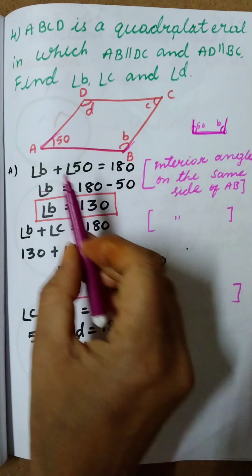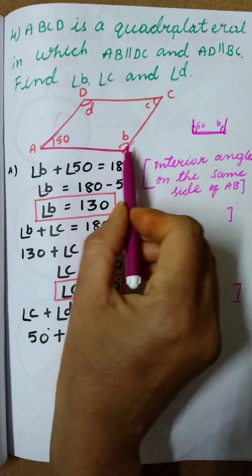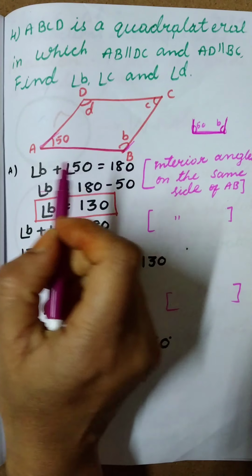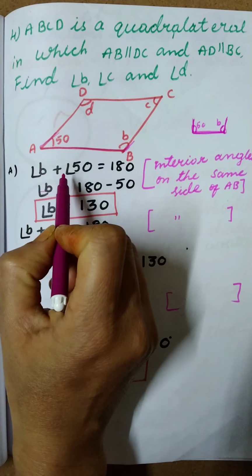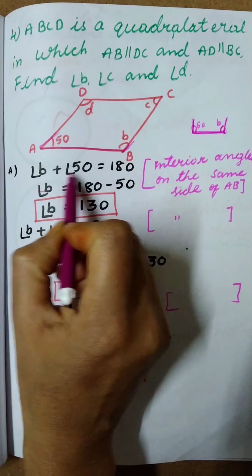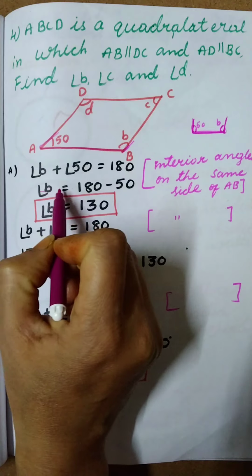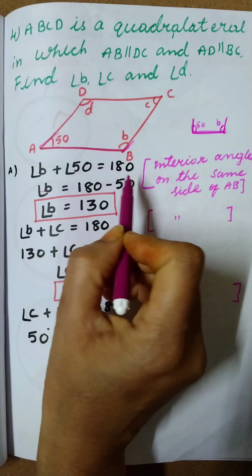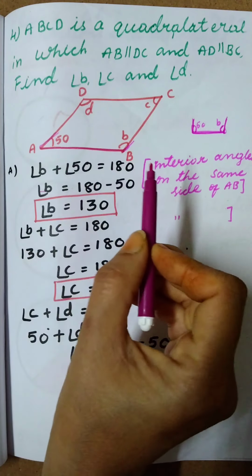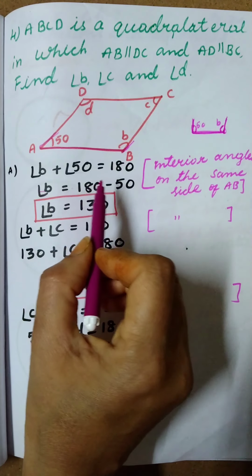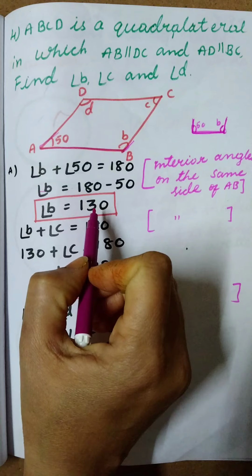So simply we have to add. If we see this type, we have to add these two angles and equate to 180. Interior angles on the same side of the transversal. So B plus 50 equal to 180. We have to find angle B equal to 180 minus 50. We transpose this 50 to that side because we have to find the B value. From 180, if we subtract 50, we get 130.